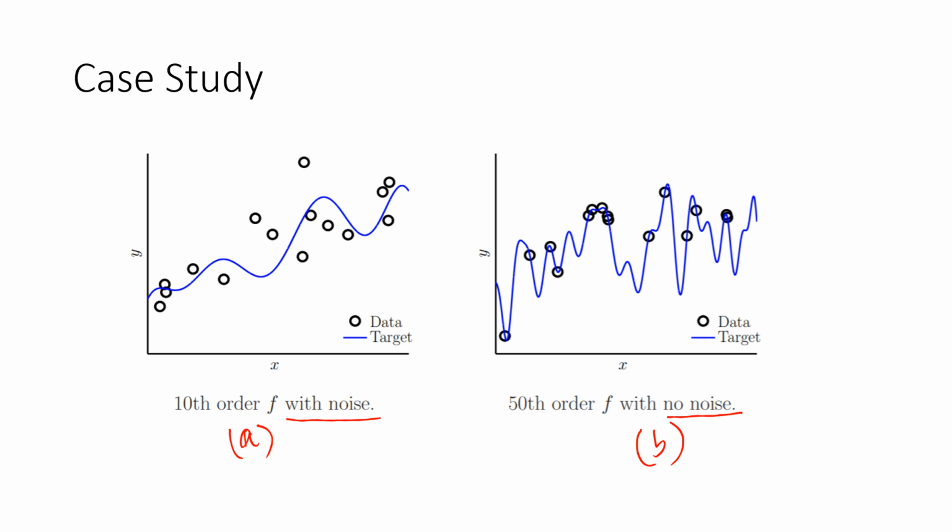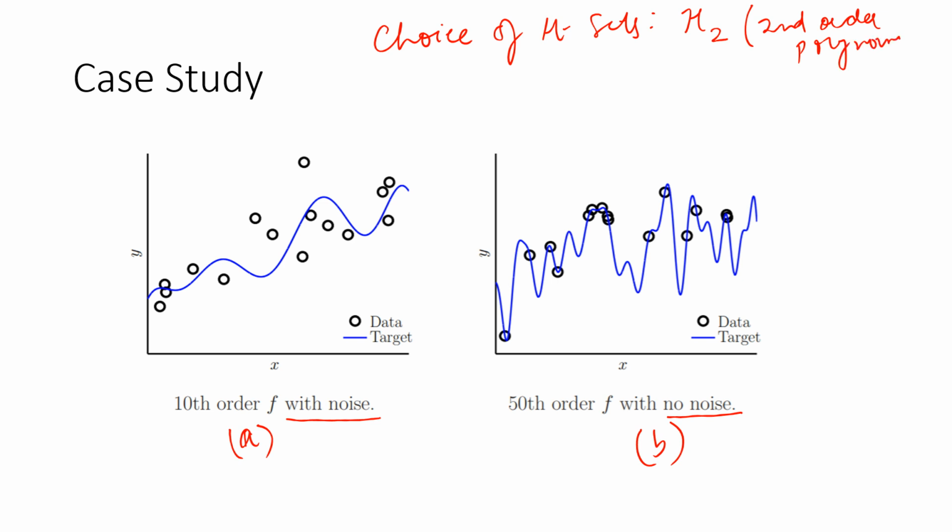Let me write what exactly we are going to do. I have this choice of hypothesis sets. Let's say I have two choices. One is the second order polynomial, which I am denoting by H2. And the other one is the 10th order polynomial. Let's say this is the choice of my hypothesis set.